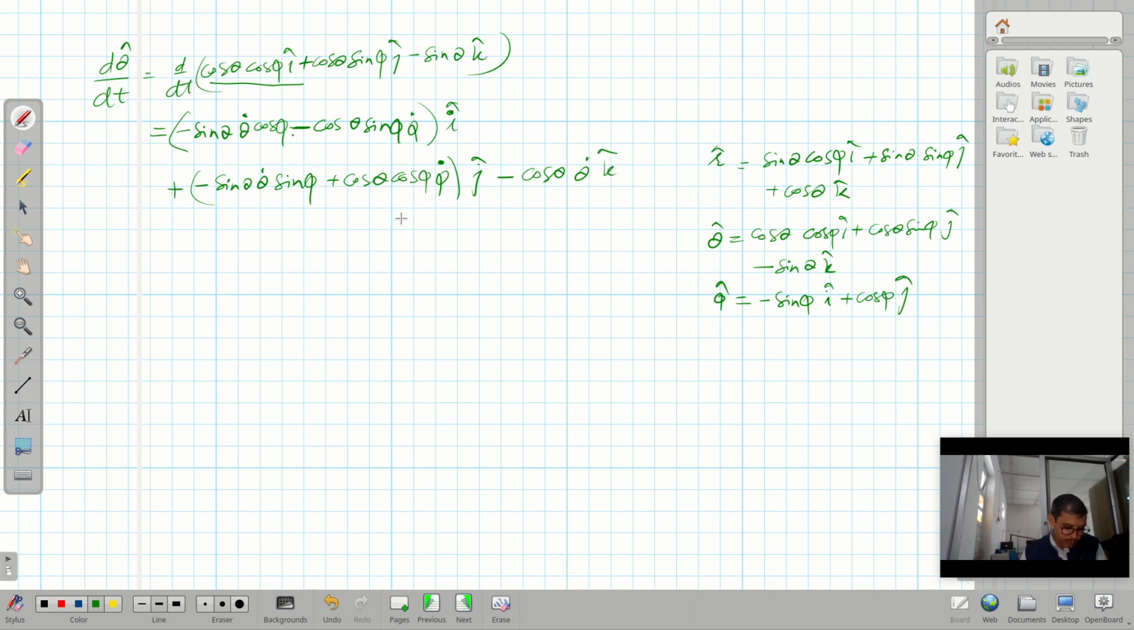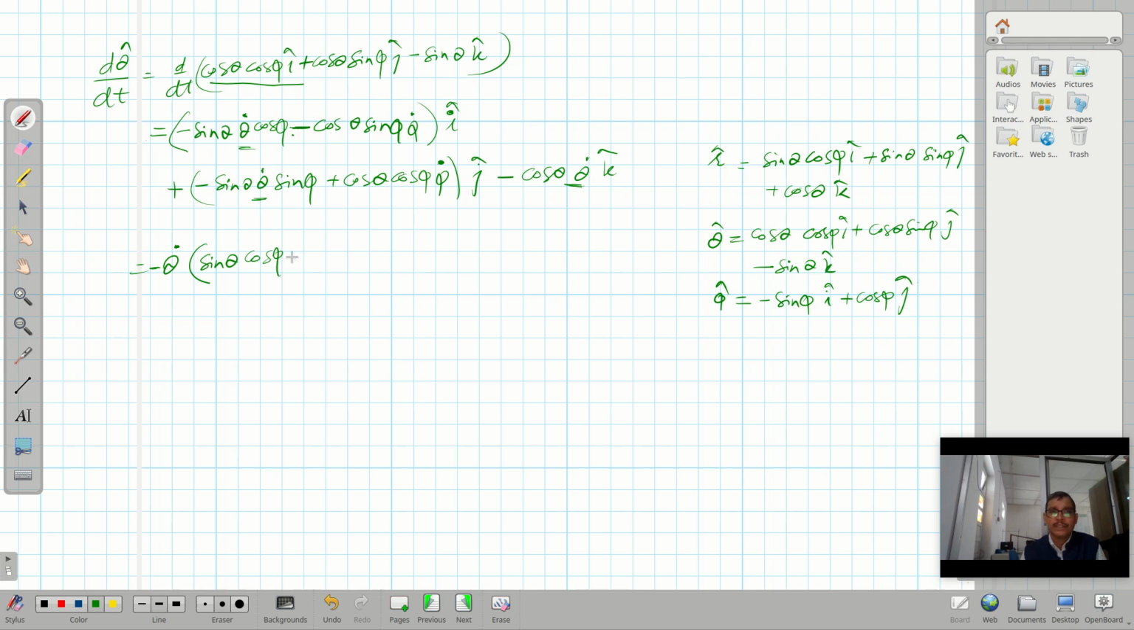Now let us put all the terms together, i, j and k. Theta dot is sitting in each of these terms, so it can be taken outside with a negative sign. So it is sine theta cos phi.